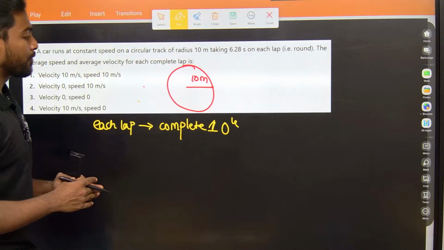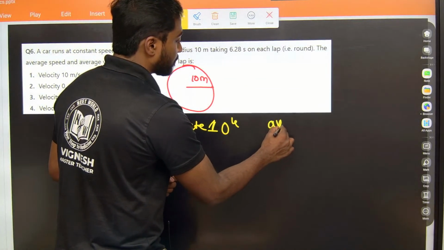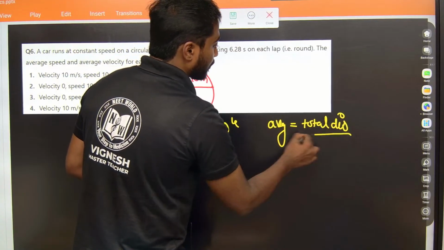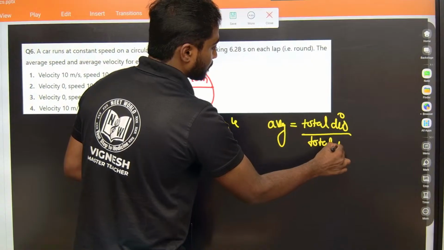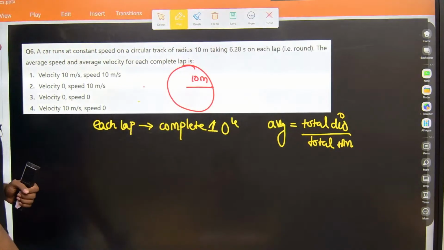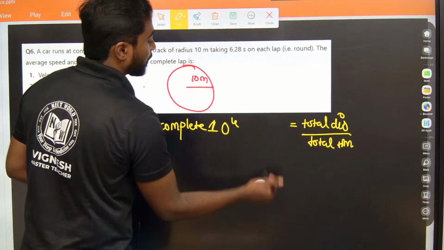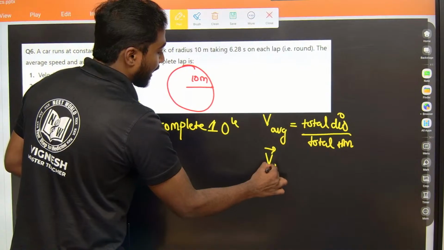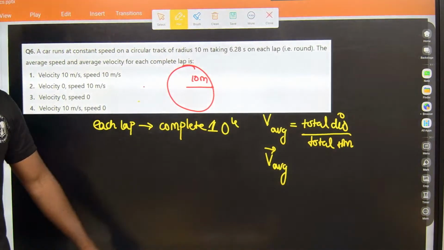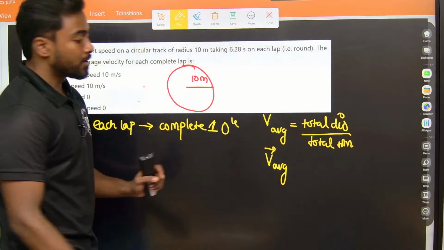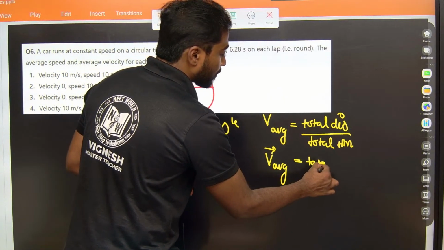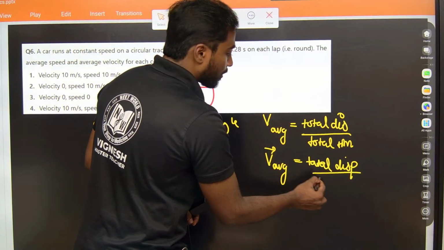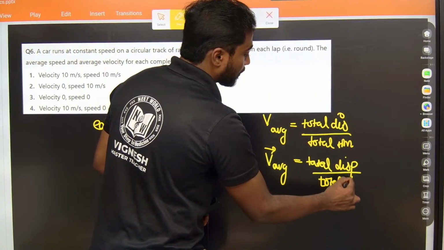So what is the formula for average speed? Total distance by total time. What about the average velocity? This is average speed, so V average I will take, and V bar average, that is velocity, I have mentioned with an arrow mark, which is equals to total displacement by total time.